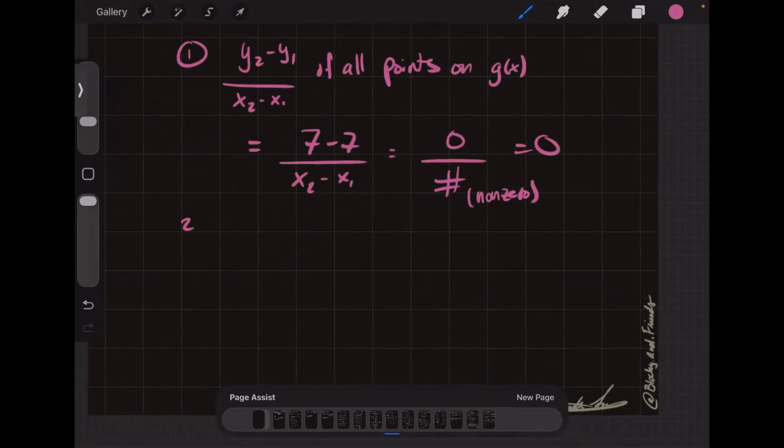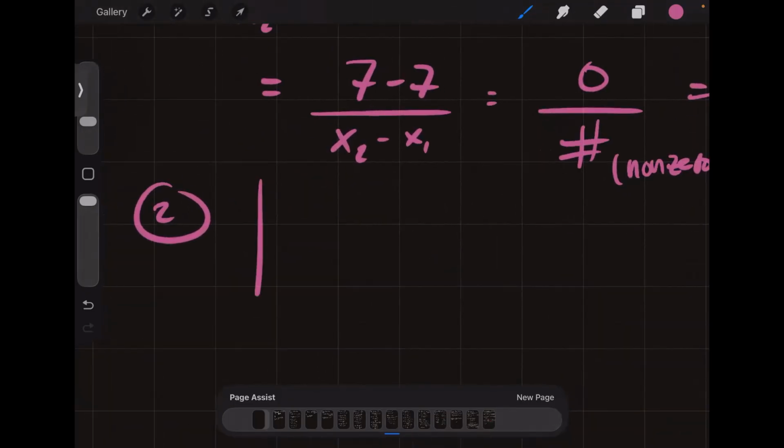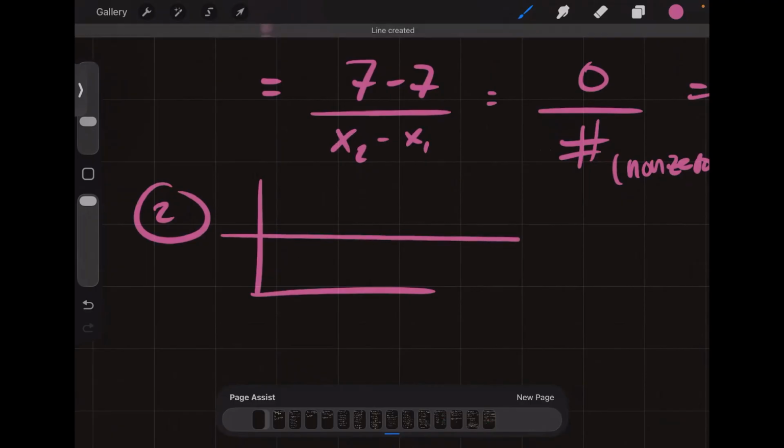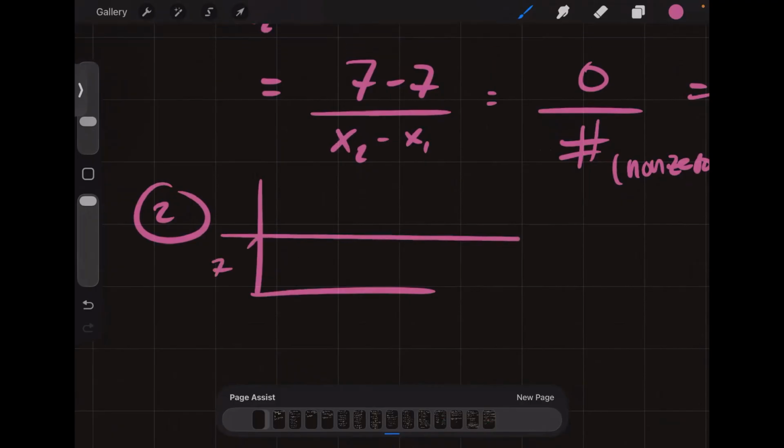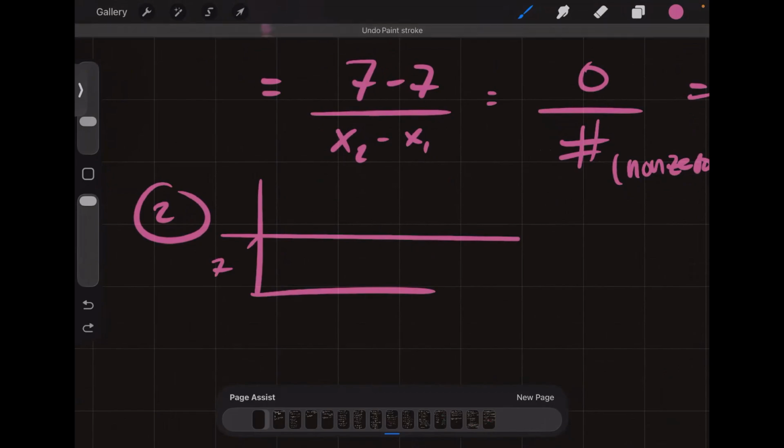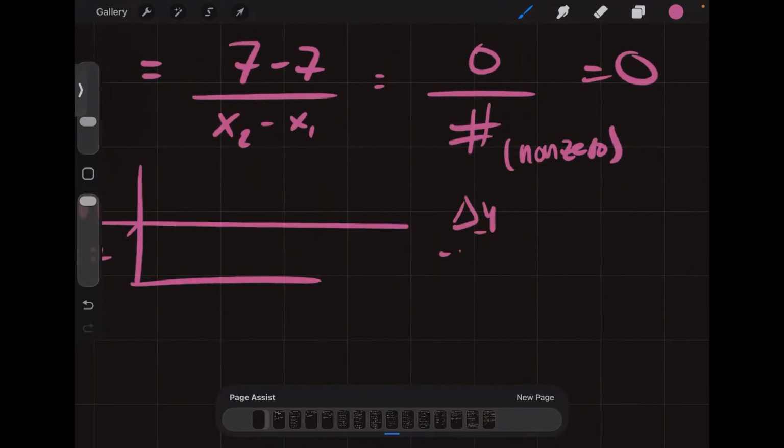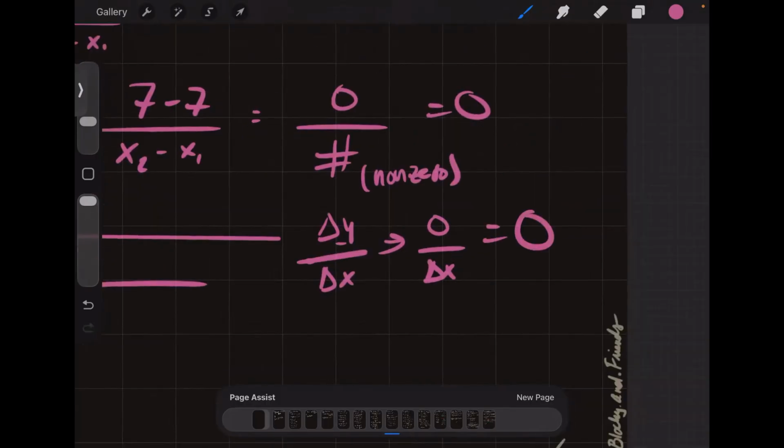Another way to look at it is, if you look at the function itself, right? Let's say this is 7, right? It's rise over run. But your rise is 0, right? Which is going to equal 0.